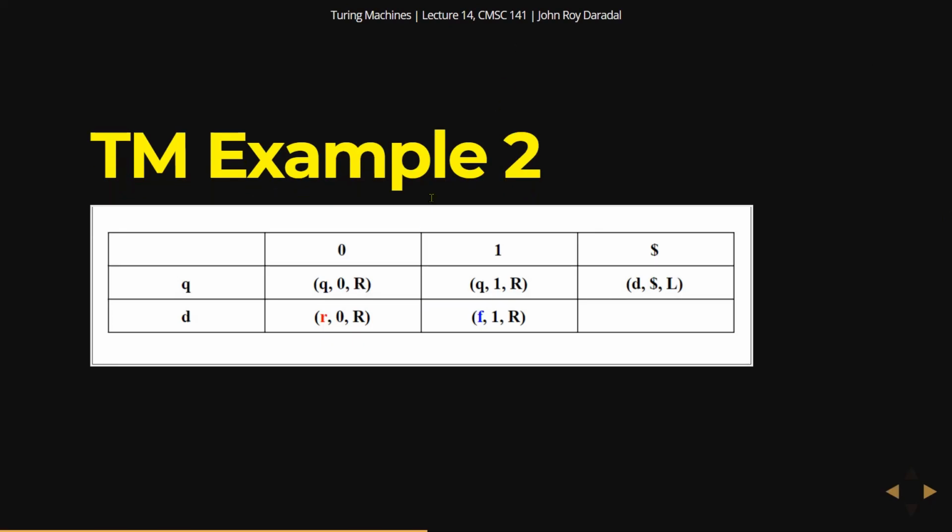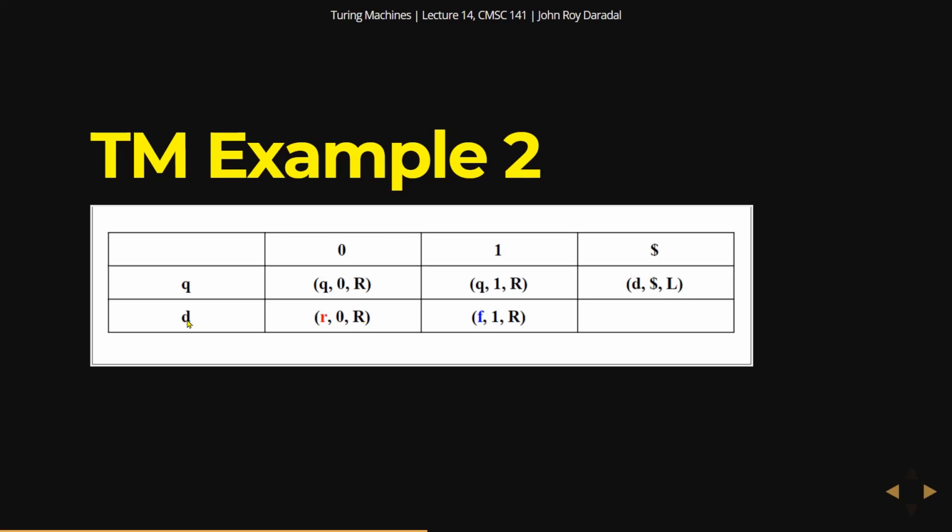So this is the transition function. At state Q, so we have how many states? 4 states. Q is when we look for the end of the string. So if it's zeros and ones, we'll just ignore them and go to the right, until we reach the end of the string, which is the dollar sign, the blank symbol. Once it sees that, you go to state D and you go back to the left, to the last symbol.